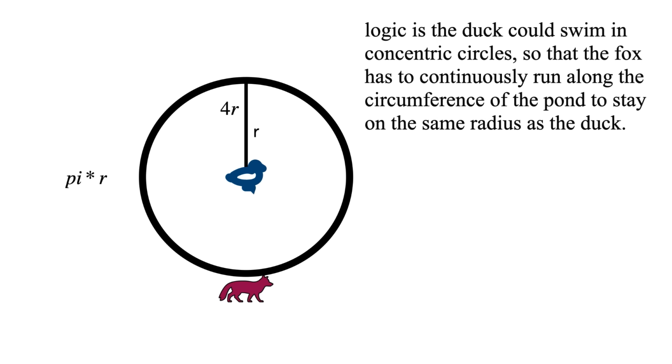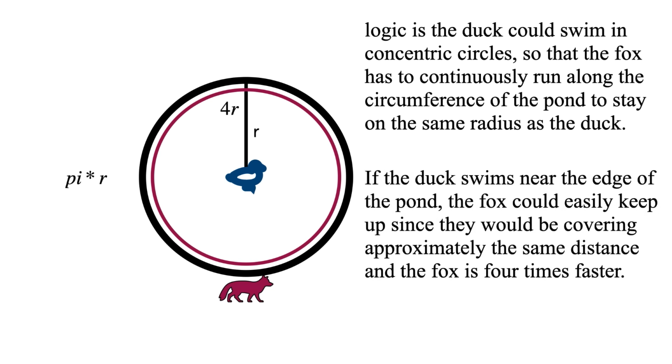The logic is, the duck could swim in concentric circles so that the fox has to continuously run along the circumference of the pond to stay on the same radius as the duck. If the duck swims near the edge of the pond, the fox could easily keep up since they would be covering approximately the same distance and the fox is 4 times faster.